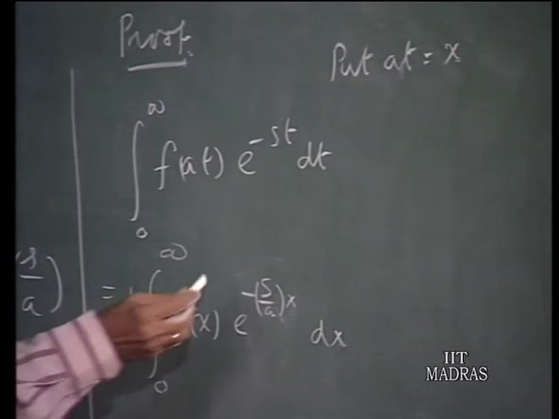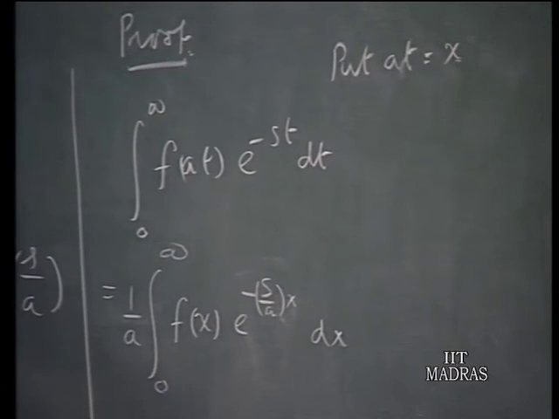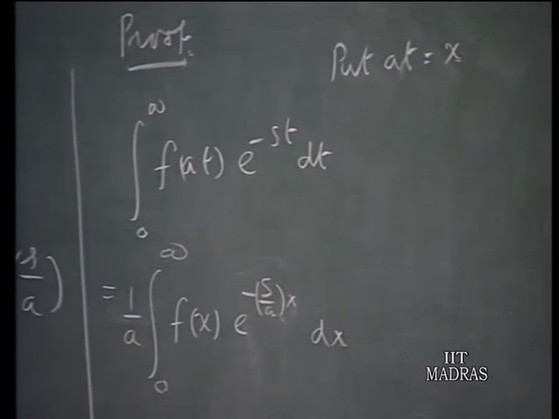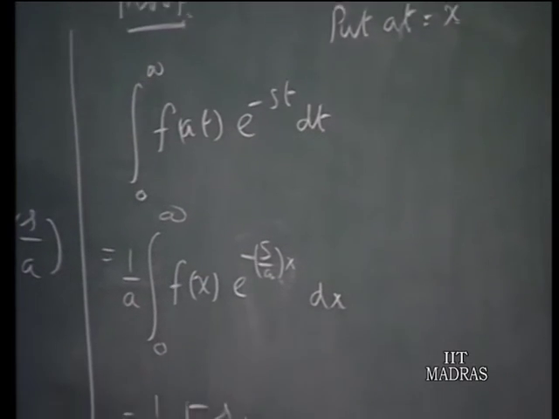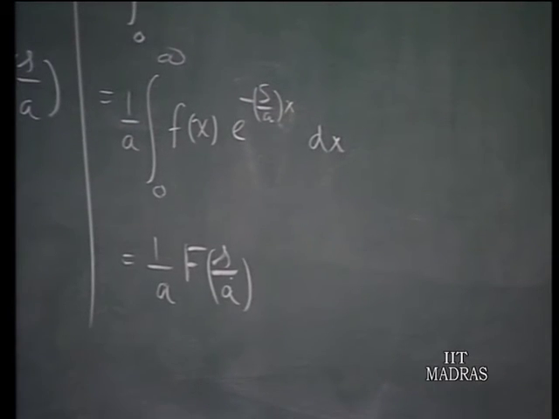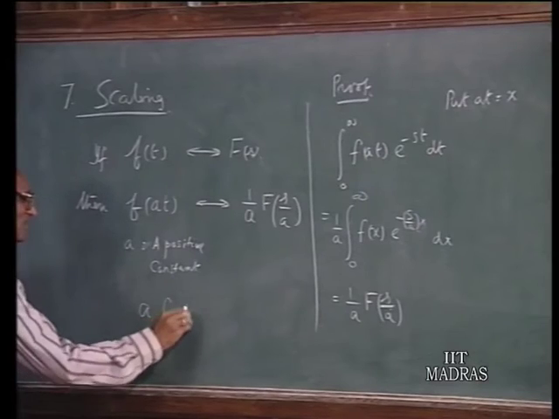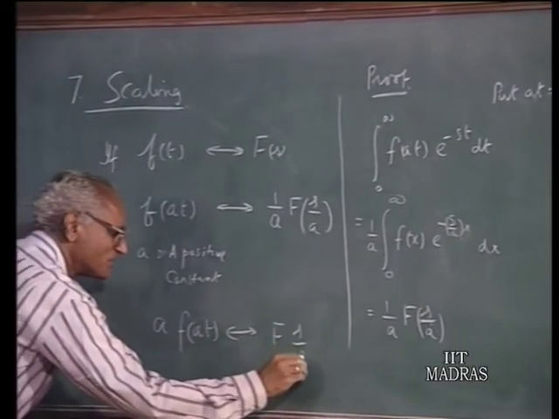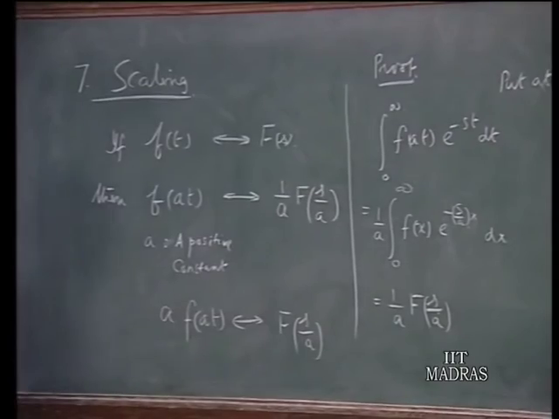So, obviously, if f of s is the Laplace transform of f of t, this would be f of s upon a. Therefore, 1 over a f of s upon a. That is what we have proved here. Or you can put this as a times f of a t as the Laplace transform of f of s upon a, which is the same thing.